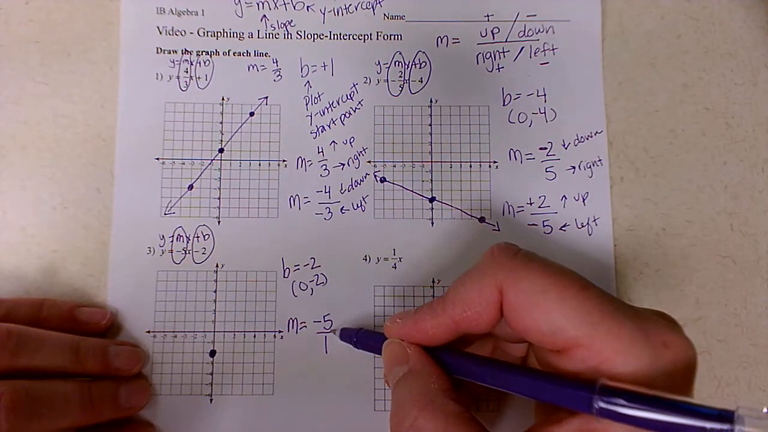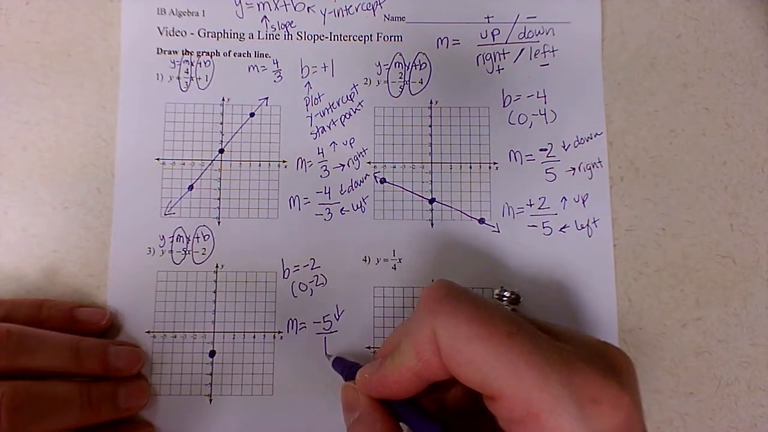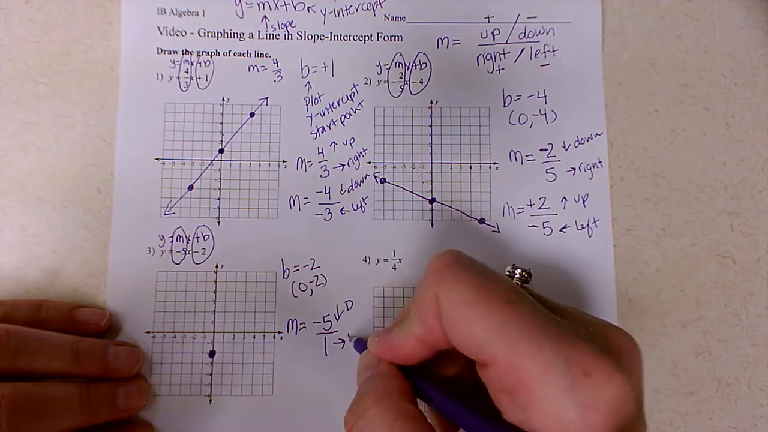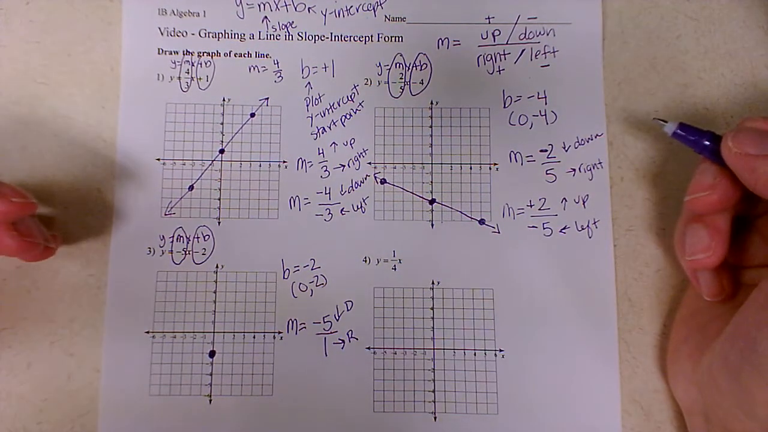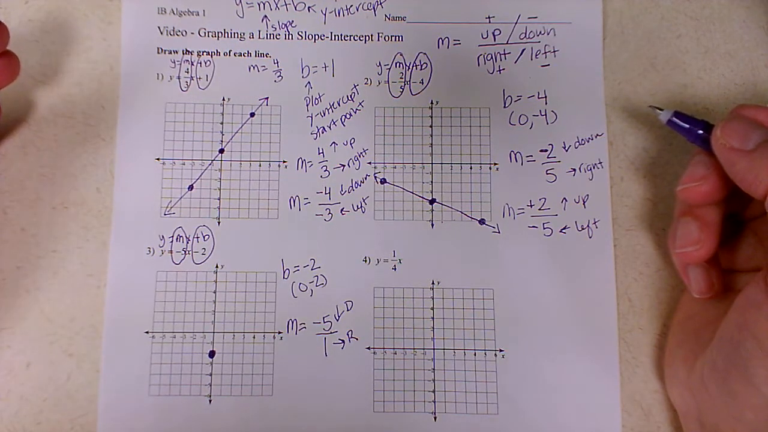The number on top is negative, so that means I'm going to go down. The number underneath in the denominator is positive, so I'm going to go right. If you even want to put down and right, D and R, you can do that as well. I just need to see you labeling your work the first few times that you do this for me.